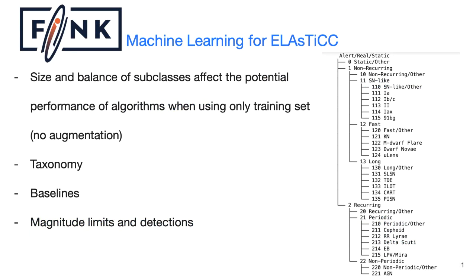Also, the size and balance of the subclasses can affect the potential performance of machine learning algorithms. I'm not talking here about whether you can do data augmentation or not. Let's take just the raw training data and train our algorithms. Can we perform competitively? Because it's well known that some algorithms will perform better with very large data sets because they don't need feature extraction, like recurrent neural networks. But if you take a random forest with a feature extraction, like a fit over the light curve, then you can get better performances with a smaller training set. So you need to balance all that when you're working with a broker.